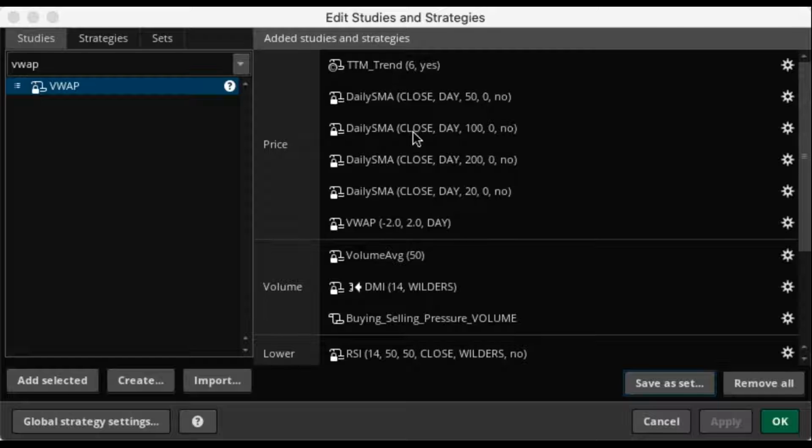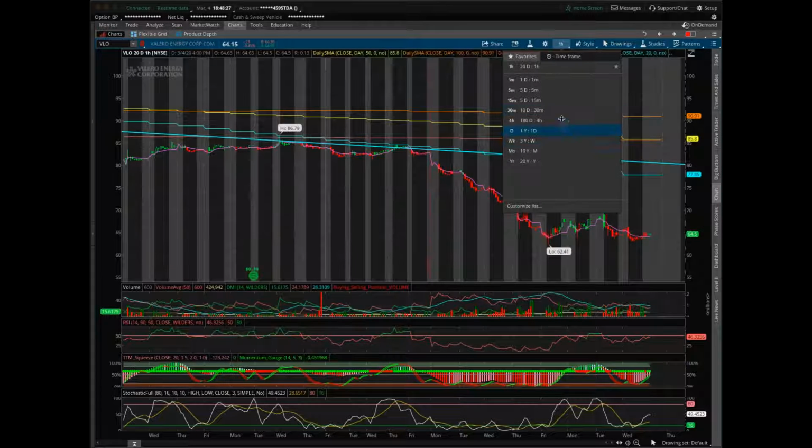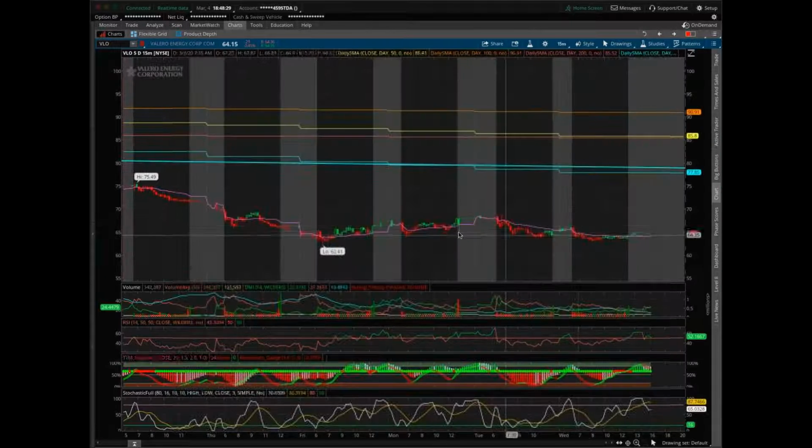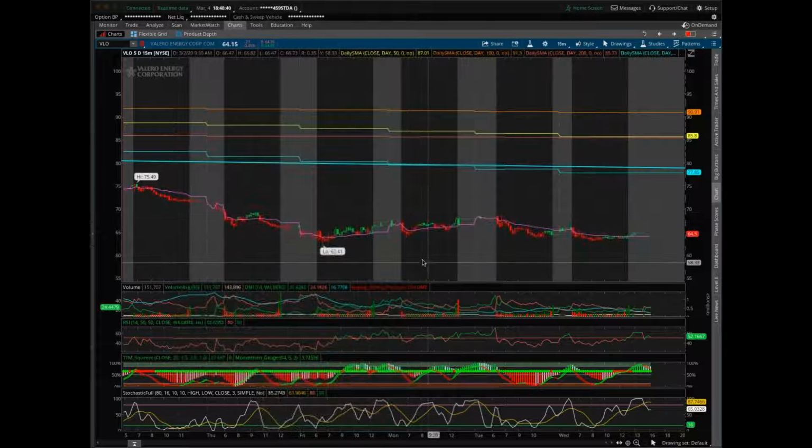And then push apply, okay. And then you'll have your VWAP here. So your VWAP, you only use it on your 5 and 15-minute charts. You don't use it on your hourly or 4-hour or daily or any of that, because it's just noise.